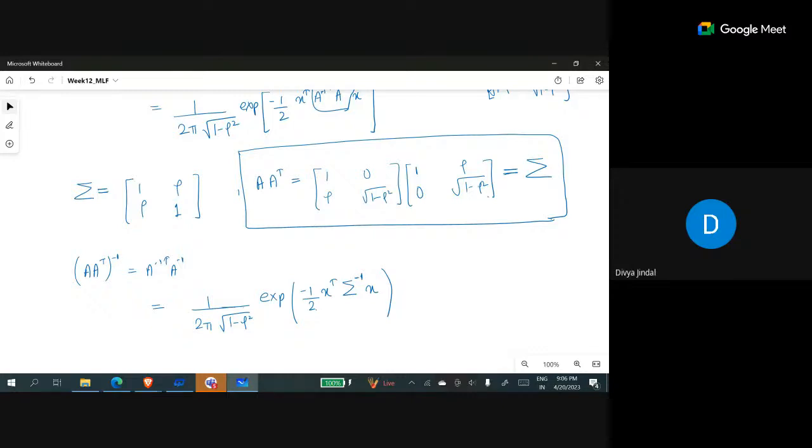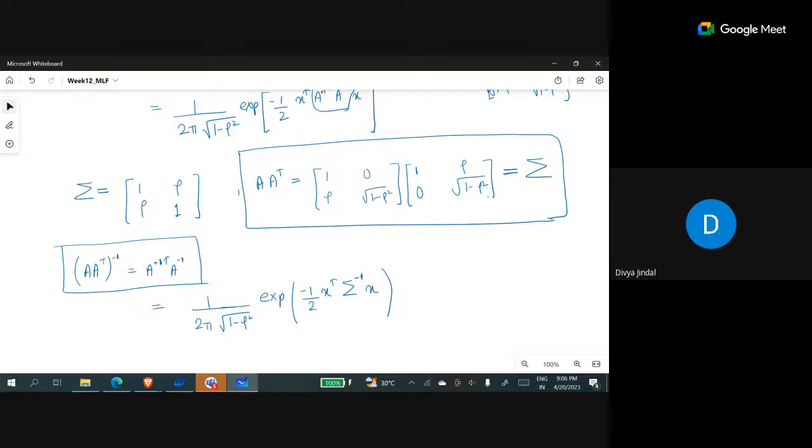I'm sorry, ma'am, I've just gotten lost. We said A transpose inverse is the term that we want to calculate, right? A transpose inverse is the same as A inverse transpose into A inverse, right? Yeah, we are saying they both are the same, correct? I mean, you take the inverse of A transpose and you will get A inverse transpose A inverse.